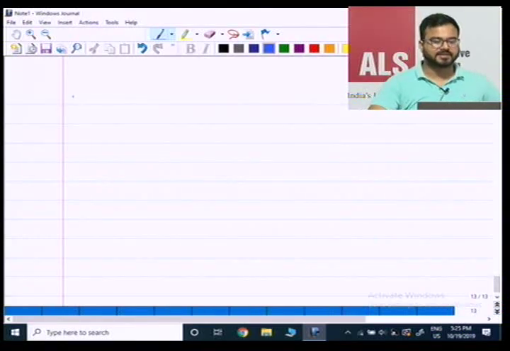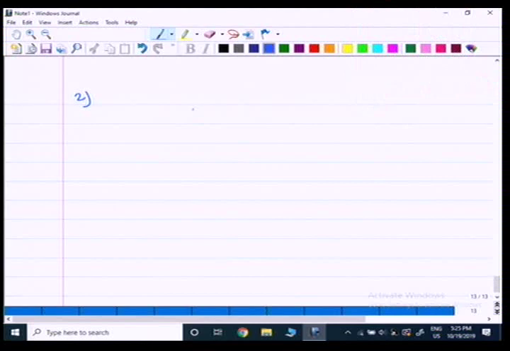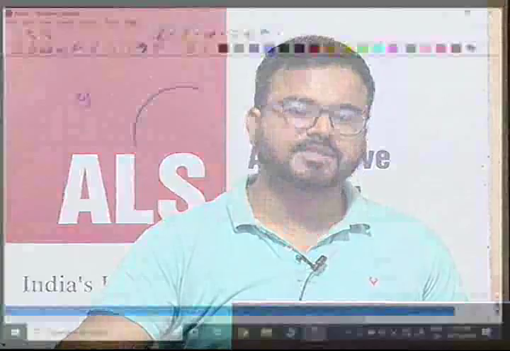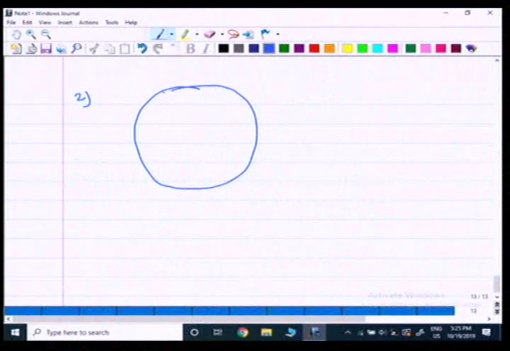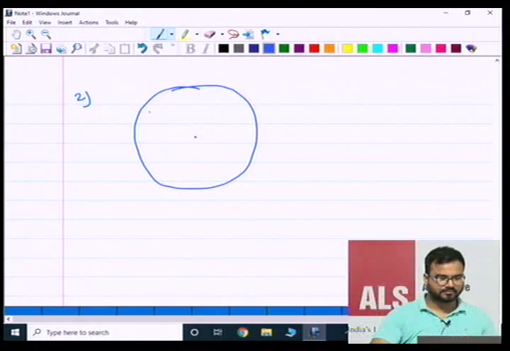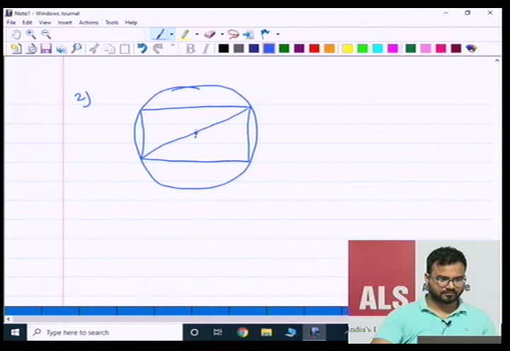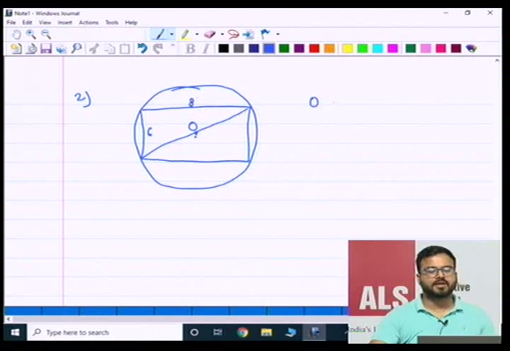So let us discuss the second one. Suppose there is a circle. This is a circle and O is the center of the circle.